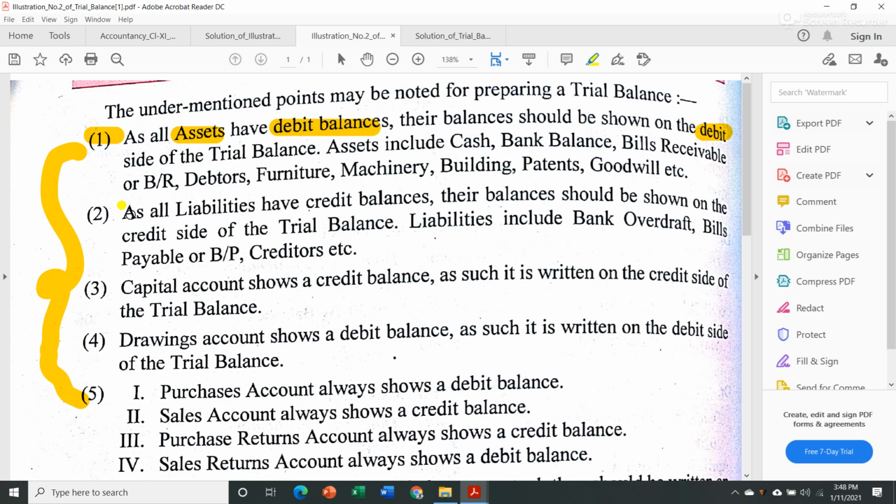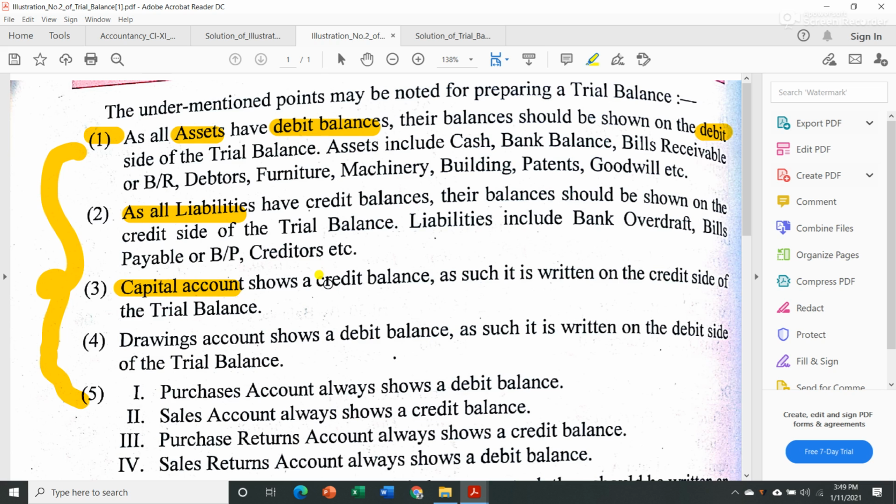The next, liabilities. We know that assets and liabilities are opposite, so if assets show debit balances, then liabilities will show credit balances and will be recorded on the credit side of the trial balance. Now for this you have to understand which account will be an asset, which account will be a liability. If you are confused with this, then it's not going to help you in preparing a trial balance. So you have to be clear which account will be treated as an assets account and which as a liabilities account.